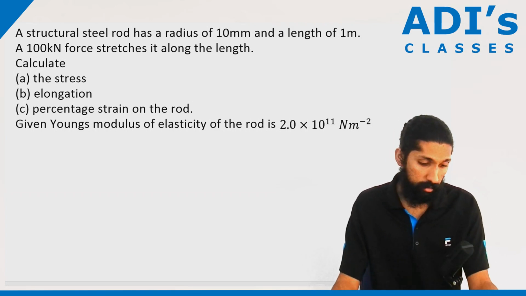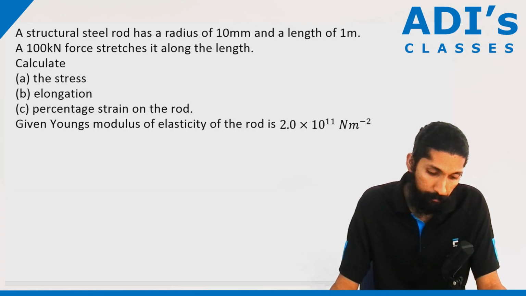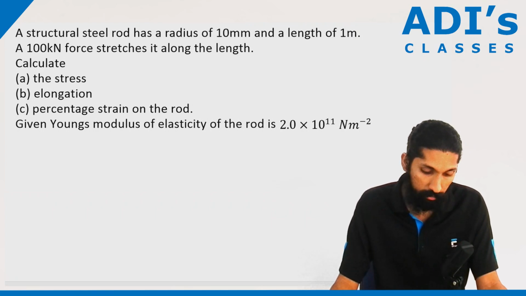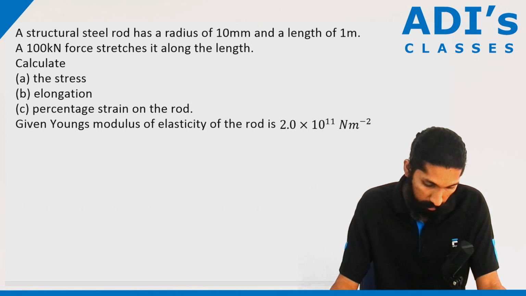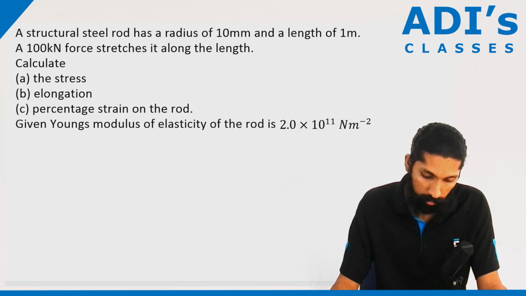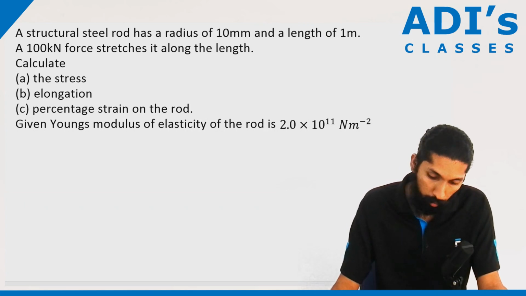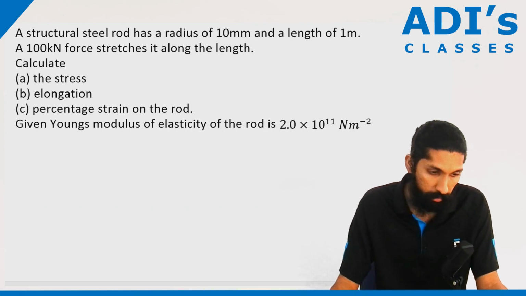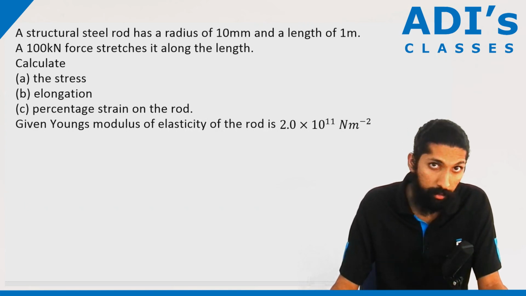The problem goes like this. A structural steel rod has a radius of 10 millimeter and a length of 1 meter. A 100 kilonewton force stretches it along the length. Calculate, there are three parts: the stress, elongation, and percentage strain on the rod. It's given that the Young's modulus of elasticity of the rod is 2 into 10 to the power of 11 Newton per meter square. These are the given information.